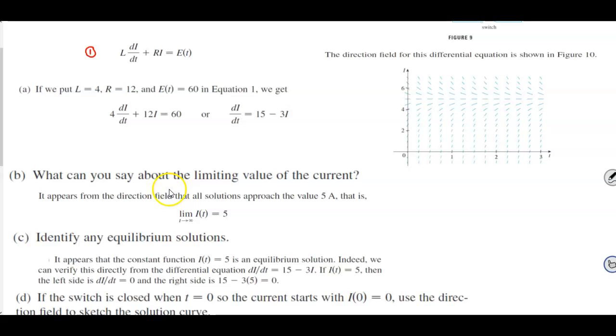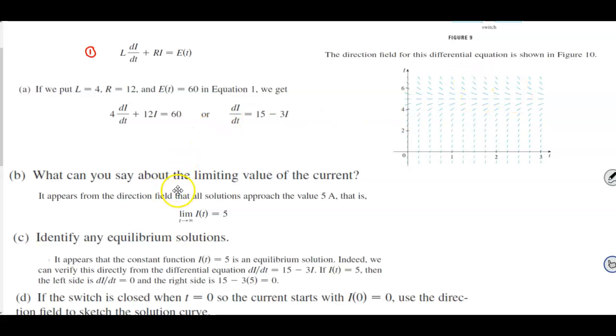Now, what can you say about the limiting value of the current? Well, as you can see here, the line segments are kind of going towards a line, and that line is at 5, which is a horizontal line. And every segment is the same, and that looks like it's got a slope of 0. So anything underneath here is hitting that horizontal line at 5. Likewise, on top of that, it's also approaching the y value of 5.